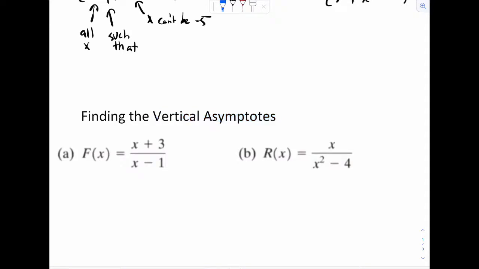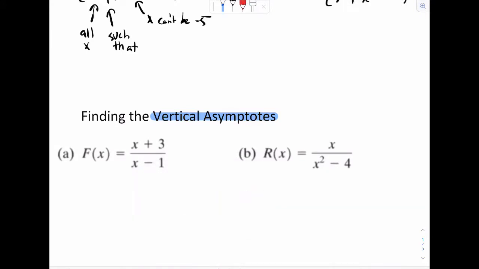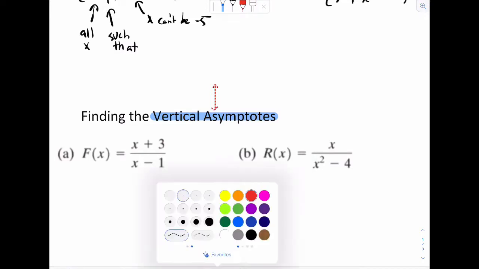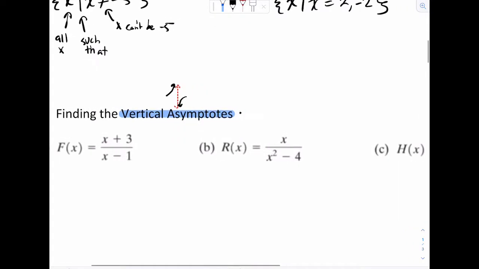So recall a vertical asymptote. It's essentially like a vertical line like this, where whatever graph we're working with is going to approach it. So something like this, or like that. In order to find them, this is what we're going to do.